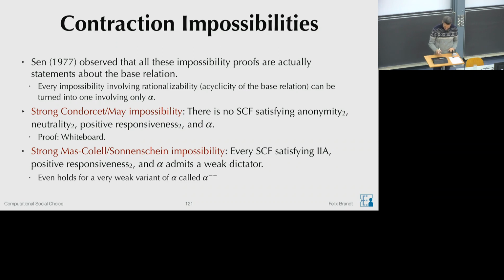And yeah, just for completeness, Sen in his '77 paper even showed that this impossibility still holds if you replace alpha with a very weak form of contraction consistency called alpha minus minus. It's some condition that only argues about three-element feasible sets. I don't remember the details. It's not really important. It's just a reminder that in choice theory there's not only alpha, gamma, and beta plus, there's also a beta without plus, and there's also alpha minus, and alpha minus minus, and epsilon, and many other conditions.